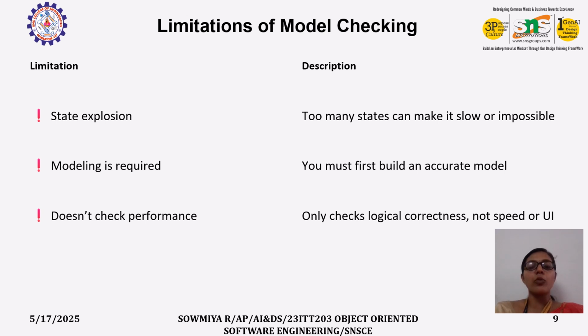Then abstraction required. Real world software must often be simplified into abstract models. These may omit important behaviors if not done carefully. Then tool limitation. Some tools are hard to use or limited to certain types of models, for example, finite state only. Then learning curve. Engineers need to learn modeling formalisms like state machines and temporal logic.